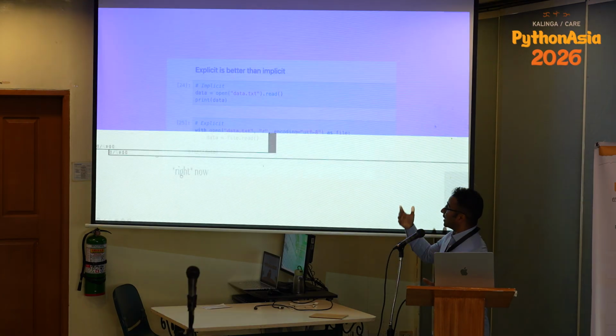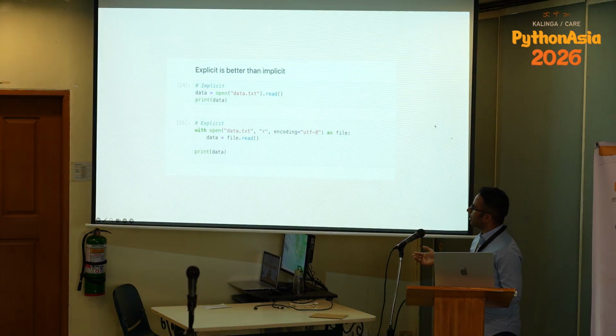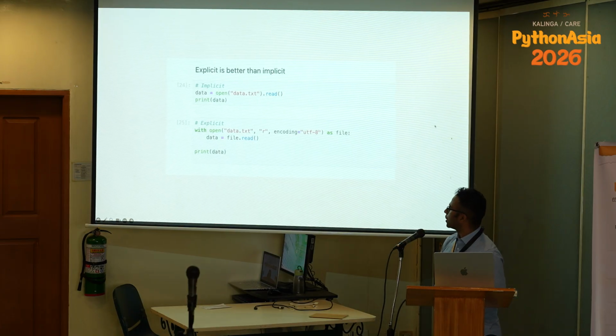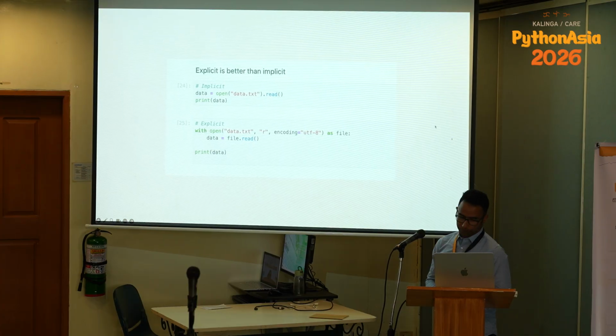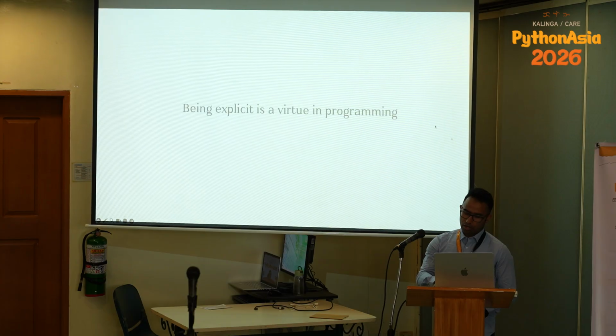For example, in this example, the second is the explicit version where we know exactly what's going on in the code. And using the second version, we also avoid compiler or interpreter level surprises. So the second version is preferred over the first one. So in general, being explicit is always a virtue in programming. But maybe not in haiku.